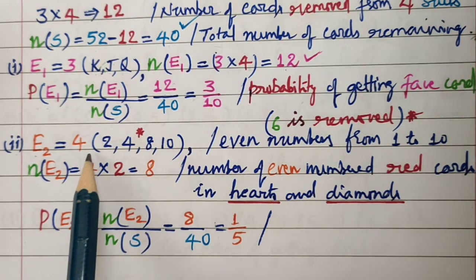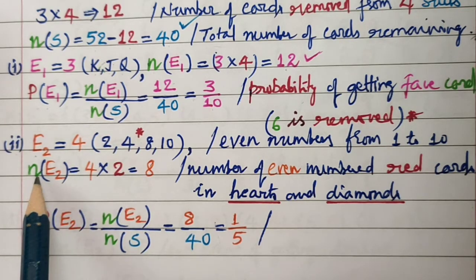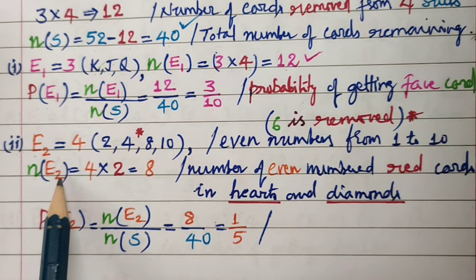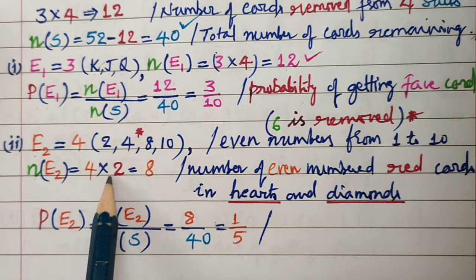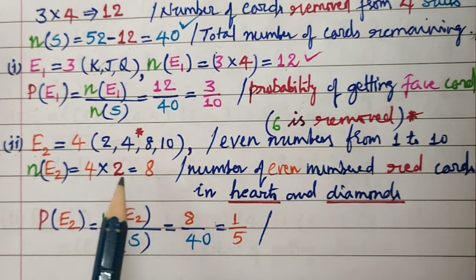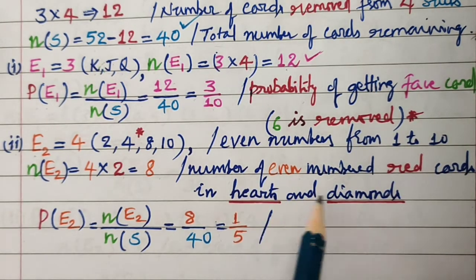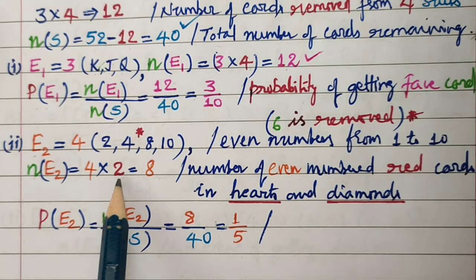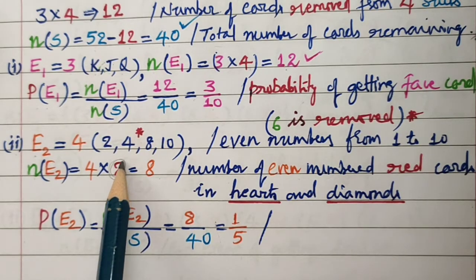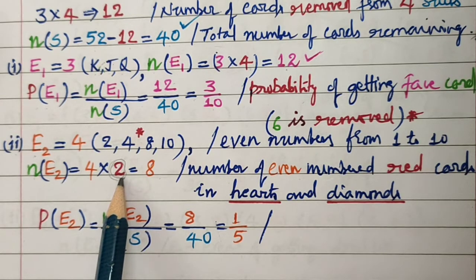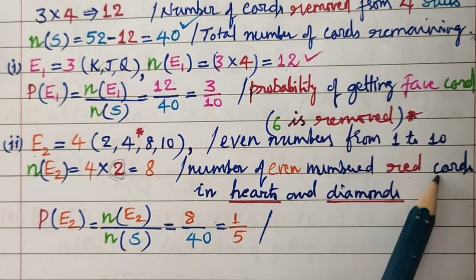There are 4 on each suit. So the number of even cards left is 4 into 2, which is 8. See, the number of even numbered red cards: only in hearts and diamonds. We would have taken 4 here if they had told us all the cards. There are also black cards: 2 suits which have red and 2 suits which have black. That's why we are taking only 2, because we want only the red cards.